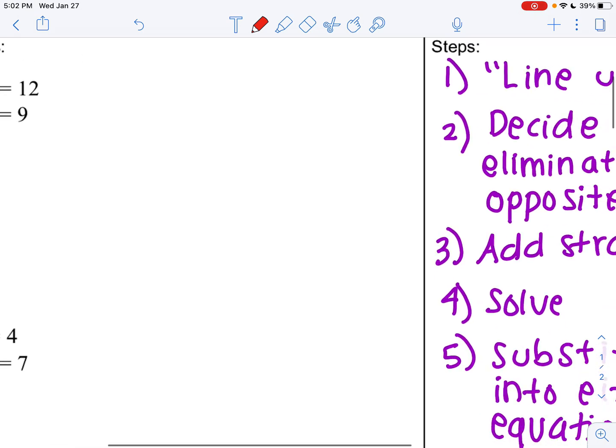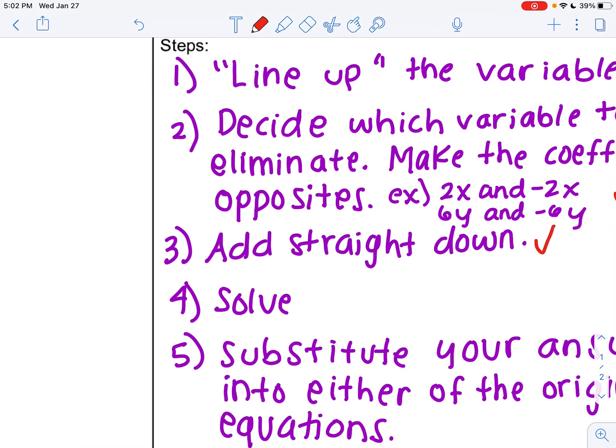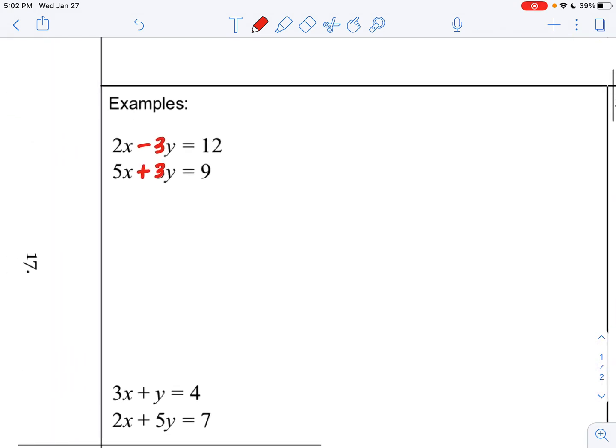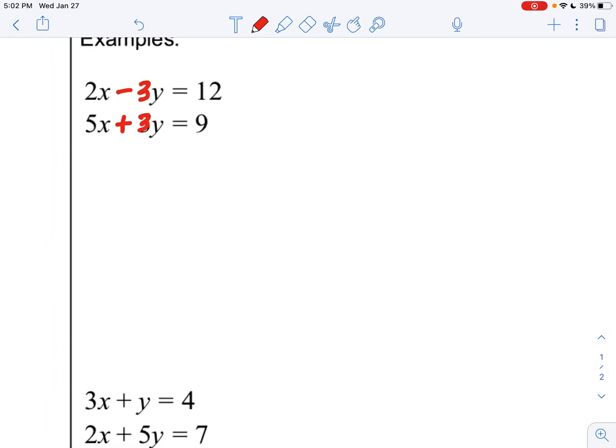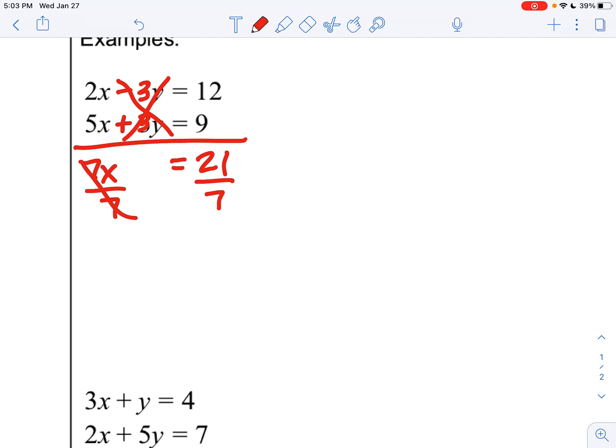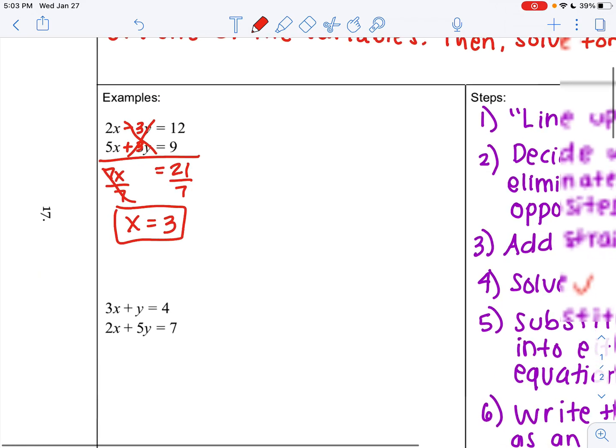Step 3 says to add straight down. So we're going to do that. And step 4 says to solve. So I'm just checking off for this one as I go. So add straight down. All right, 2x plus 5x is 7x. -3y plus 3y cancels. Now, one of them has to cancel. If for some reason it didn't cancel, you did something wrong and you have to go back and make them opposite. Okay? Equals 12 plus 9 is 21. And then we solve for x. Divide by 7. X equals 3. Okay. So I just solved.